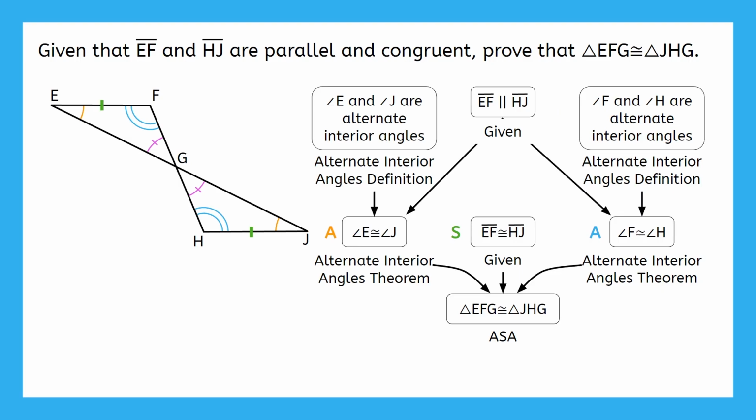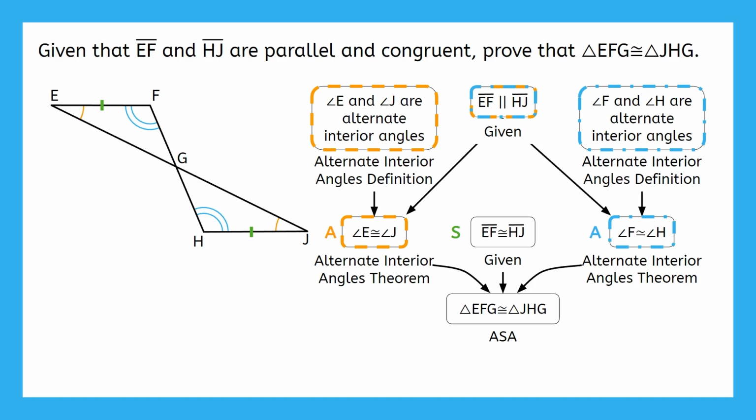If you chose to use angle side angle, you won't need the vertical angle congruence. So let me get rid of that to make my picture easier to understand. Your flowchart should look a lot like mine. I have 1 branch for my angle congruence between angles E and J, and 1 branch for my angle congruence between angles F and H. Notice that my bubble for segment EF is parallel to segment HJ actually has 2 arrows leading to each of those angle congruences. That's because I need to state that the lines are parallel each time to be able to use the alternate interior angle theorem.